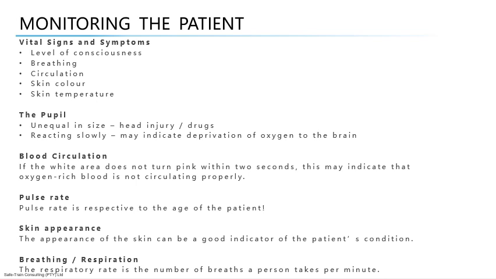Children have a pulse rate of 100 to 120 beats per minute. Infant up to 1 year, a pulse rate of 110 to 160 beats per minute.